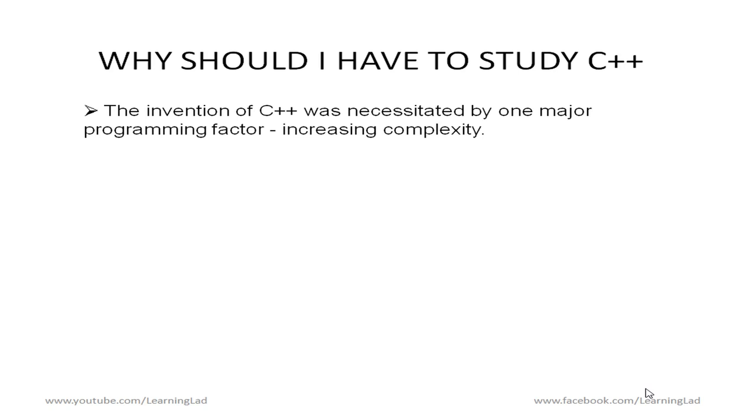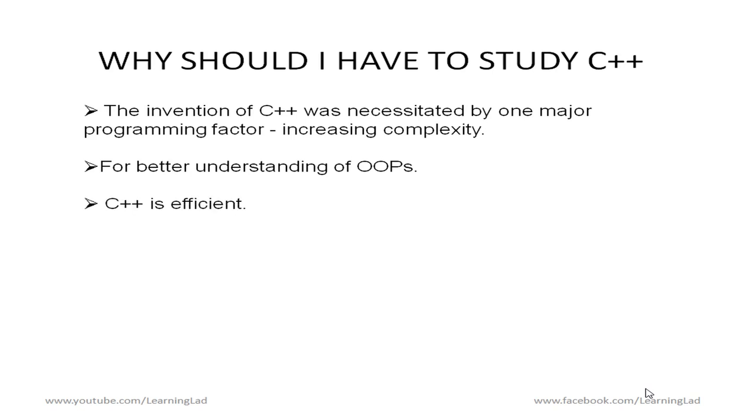The invention of C++ was necessitated by one of the major programming factors, which was increasing complexity. So if you are a C programmer, you may be aware that when the number of lines in the source code increases, or your application becomes complex, it's very difficult to manage that program in C. So to solve that kind of problem, C++ was invented. And for better understanding of OOPS, some people say that C++ is the best language to learn the object-oriented programming approach.